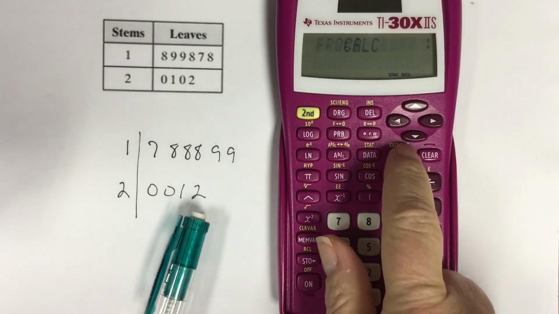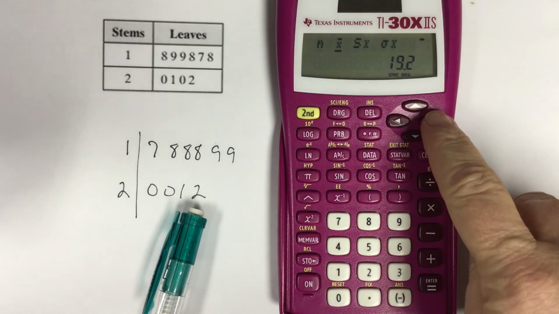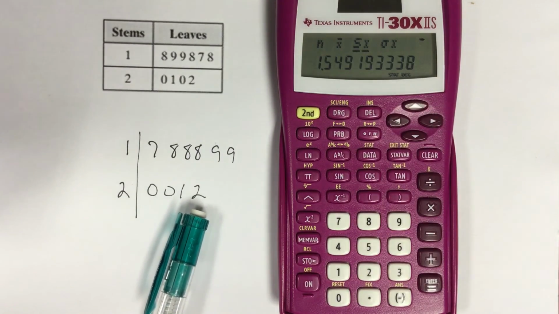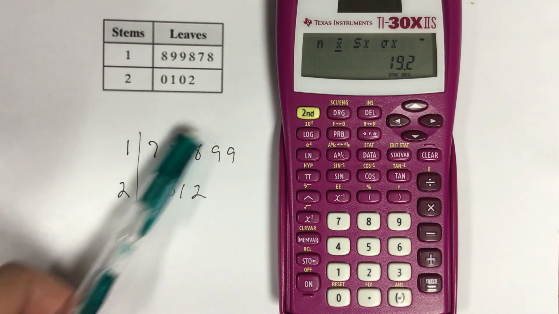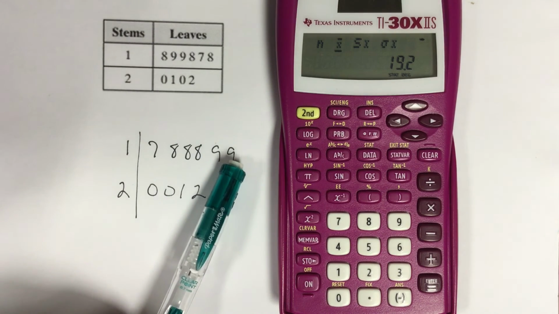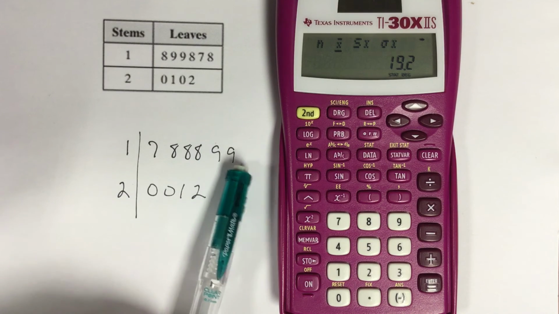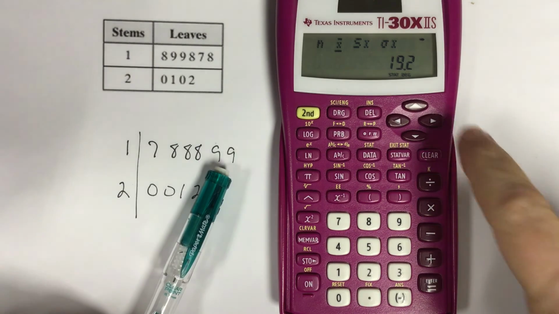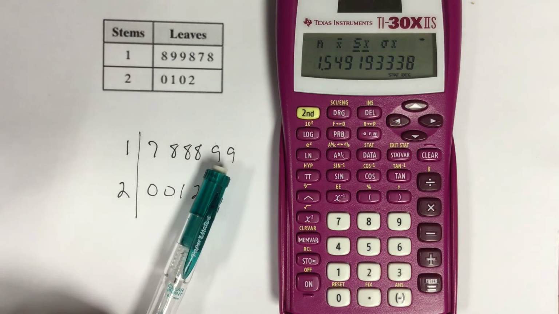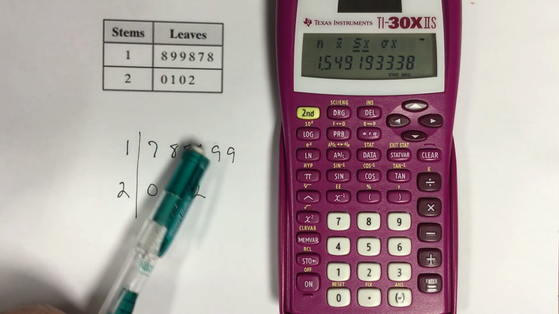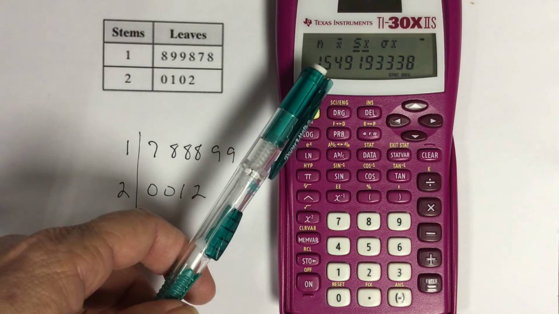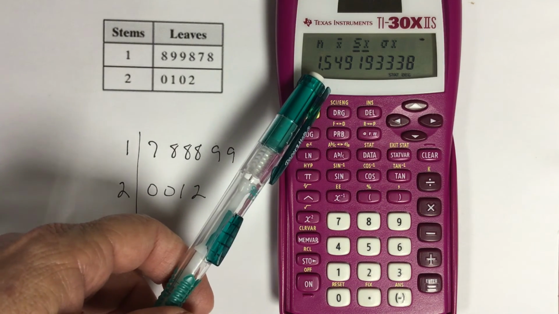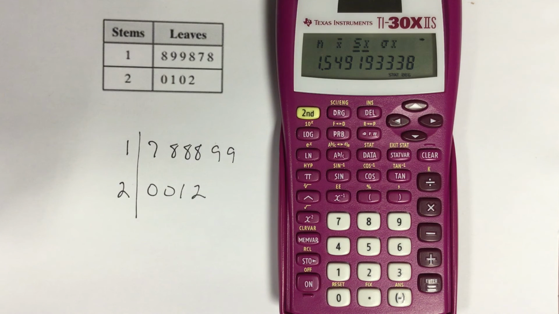So we hit stat var and arrow over to the SX, and our sample standard deviation would round to 1.5. And now notice that the mean of this data set is 19.2, so something just slightly larger than 19. What we're finding out here with the sample standard deviation is that the average distance from the mean for these 10 values is approximately, not exactly, but approximately 1.5.